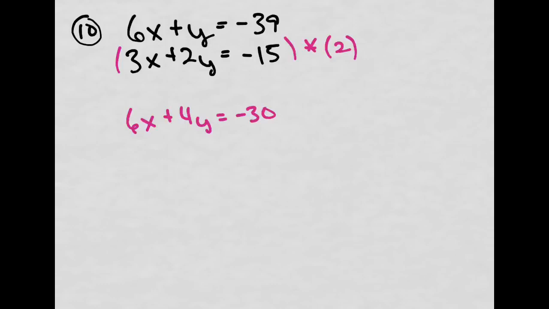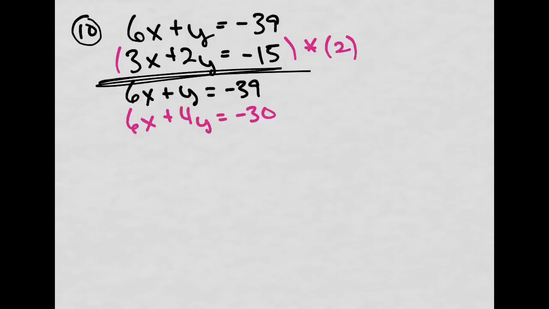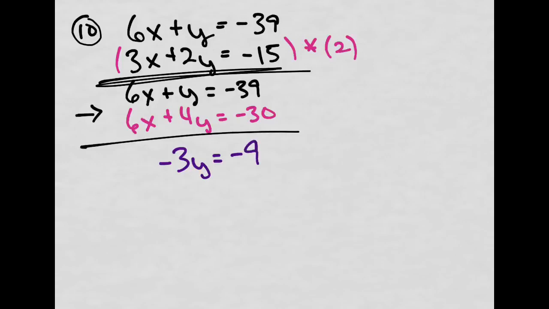And then we'll drop our top equation down. We're not going to do anything to the 6x plus y equals negative 39. We're just going to get it down here closer so we can deal with it. So same sign subtracts, right? So we've got to subtract these two equations. 6 minus 6 goes away. 1 minus 4, there's your negative 3y. And then minus a minus is plus, so that's minus 9.